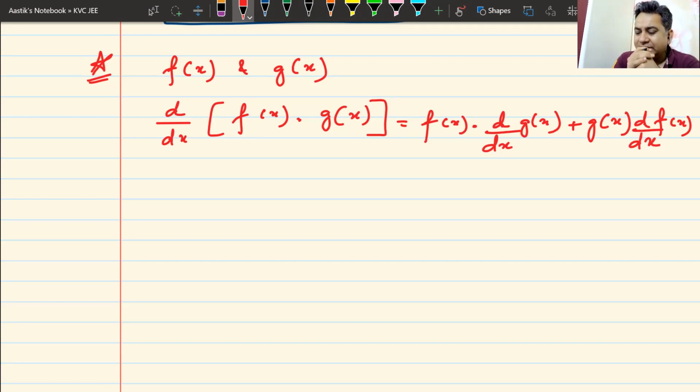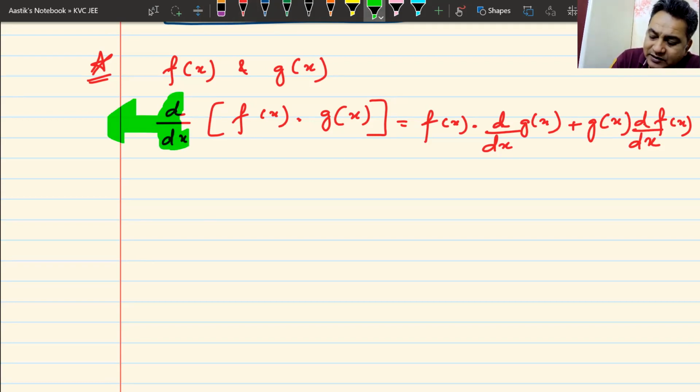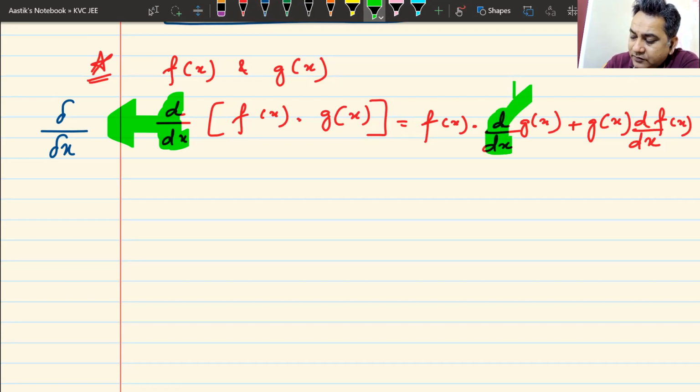If you have to find the partial derivative, you replace d by dx with del by del x. So d by dx can be replaced by del x, and this formula then becomes the formula for the partial derivative of the product of functions. Just replace everything by del x, and you will have the formula for the partial derivative of the product of two functions.